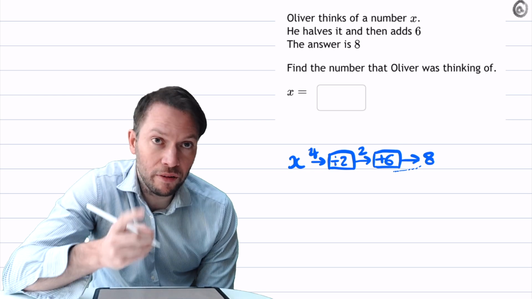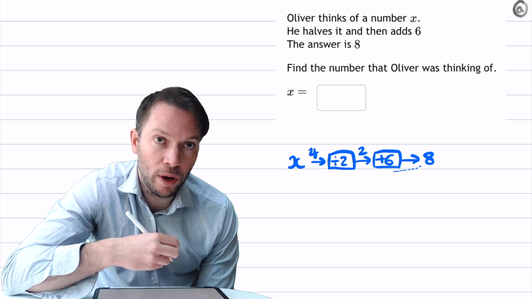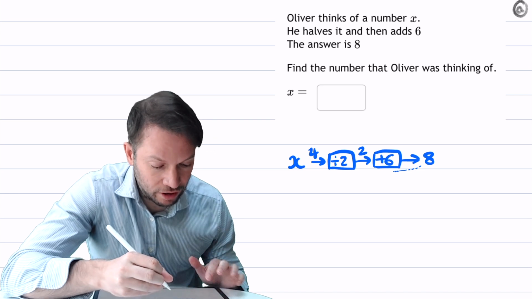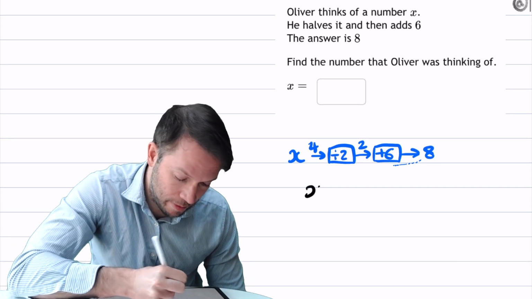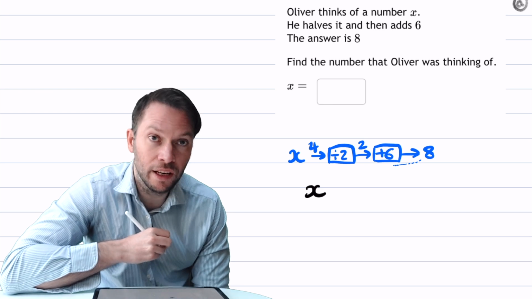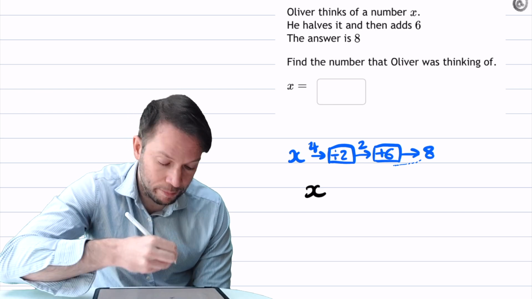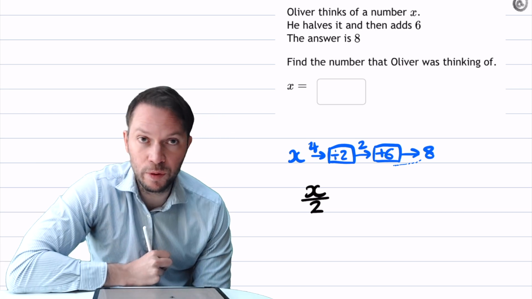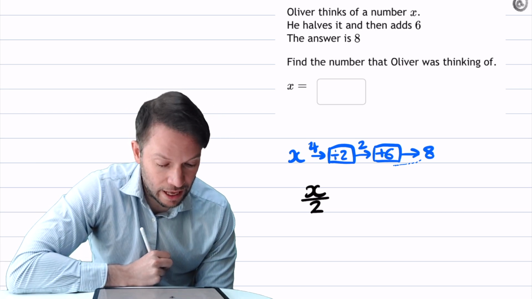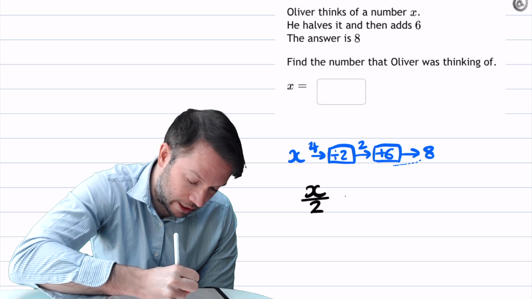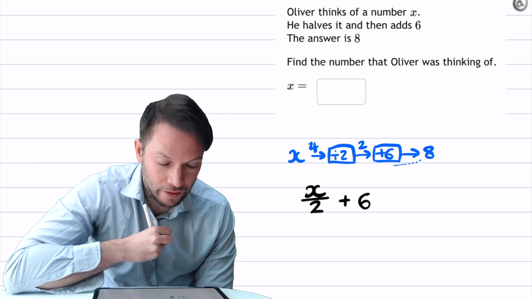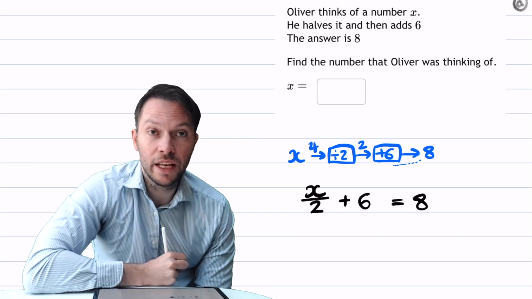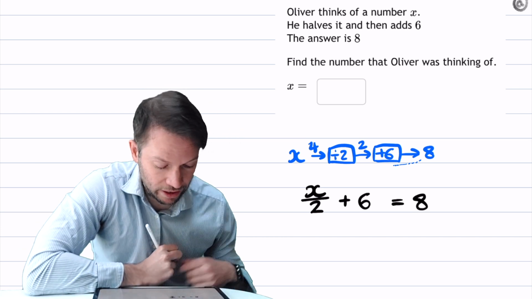But let's do it by forming an algebraic equation and then solving that equation. Now it says we start with a number x, and then he halves that number. How do you write half that number? Well, you divide it by 2. So we write x over 2 to say we want half of x. And then he adds 6, and then the answer is 8. So that is equal to 8. And now we've got an equation we can solve.